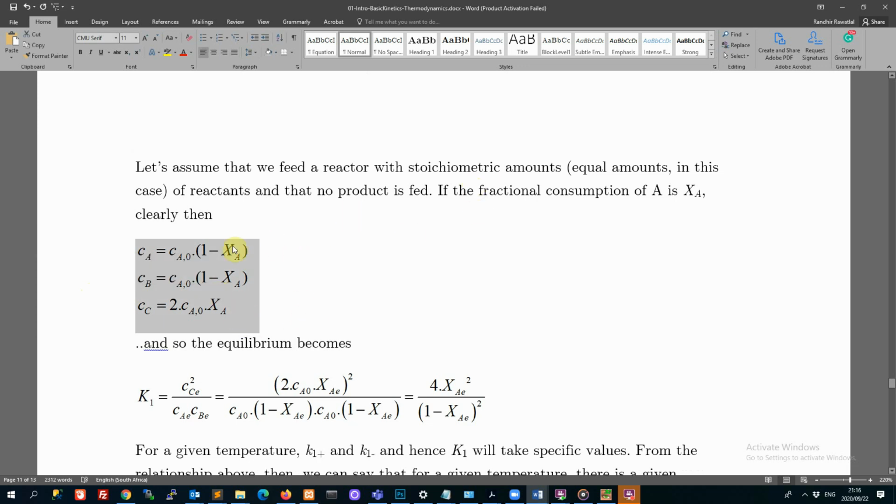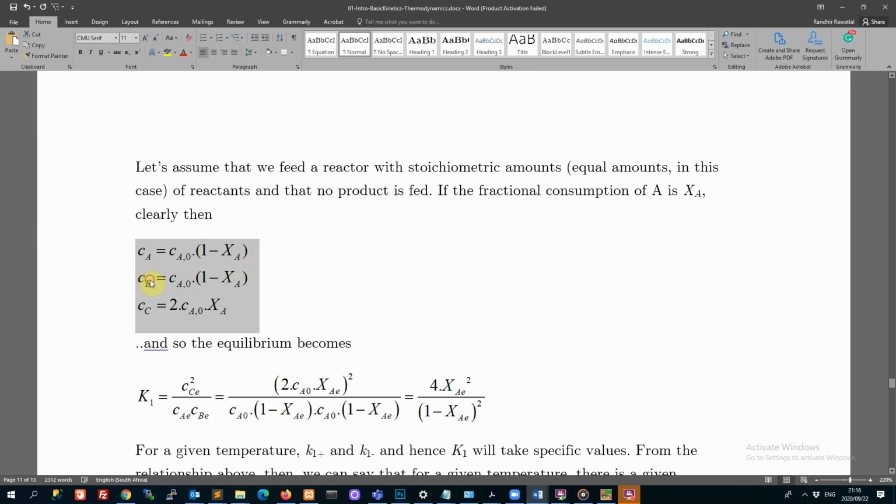So that's conversion, and we can rewrite all our concentrations in terms of conversion like this. Returning to the example of A plus B goes to 2C, if A is converted by an amount XA, then we have CA remaining, so CA equals CA naught times 1 minus XA.